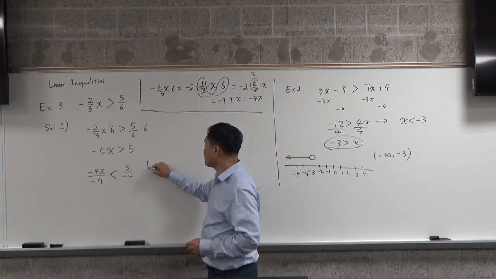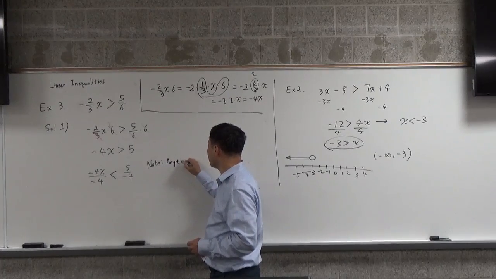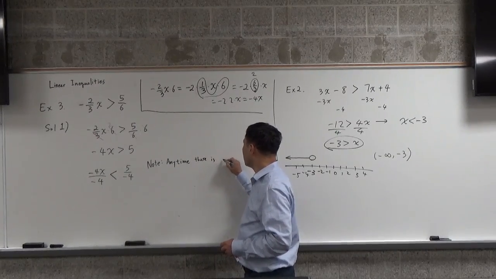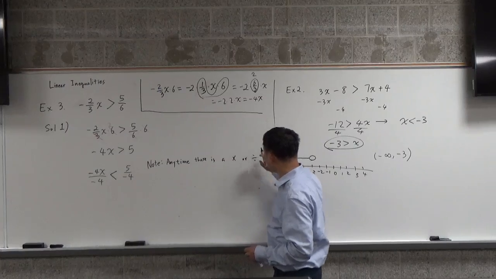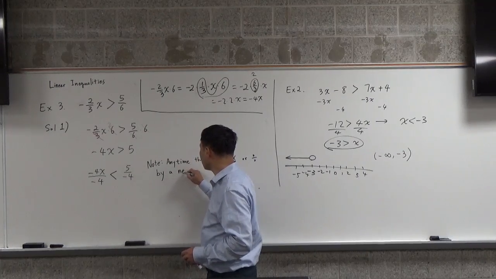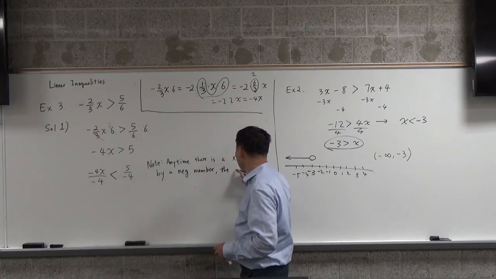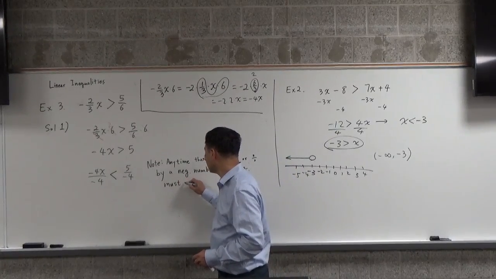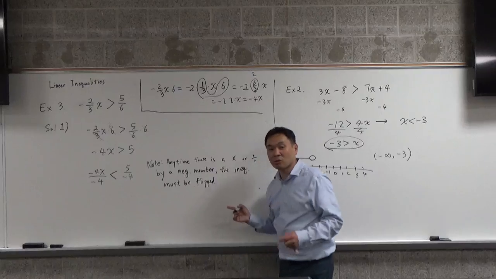And we should make a note here. Note: anytime there is multiplication or division by a negative number, the inequality must be flipped. The direction of the inequality has to change.